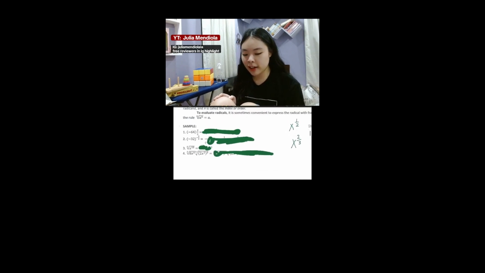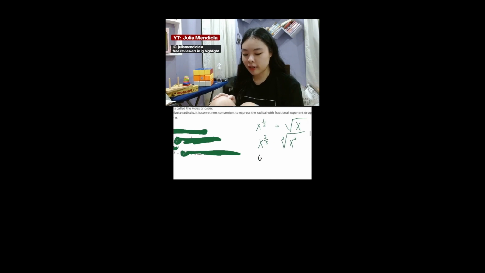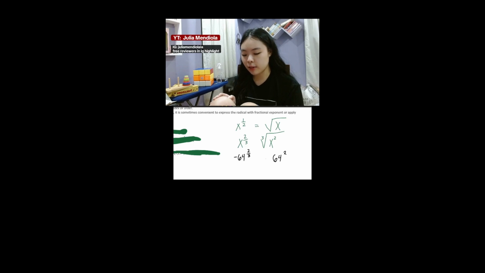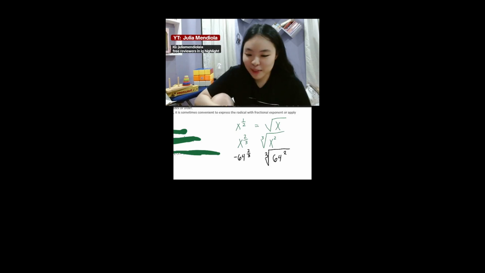Okay, so let's start with this one. This is raised to 2/3. So, like our example dito, 64 raised to 2/3 ang gagawin. Negative ba? Negative 64 raised to 2/3. So, ang gagawin lang natin dyan, i-keep pa rin natin yung 64 squared sa loob, tapos, nasa labas na yung 3 because denominator siya.